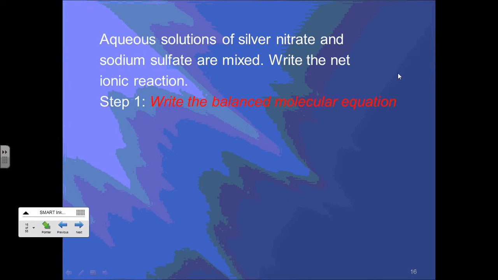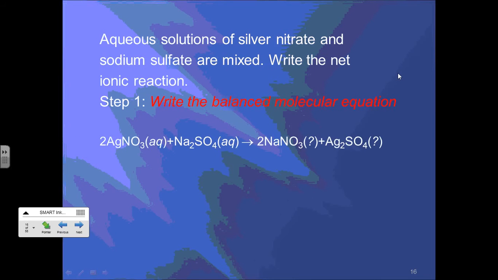Step 1 means that we will write the balanced molecular equation. This means we understand that silver nitrate, when reacted with sodium sulfate, would produce sodium nitrate and silver sulfate as the products.